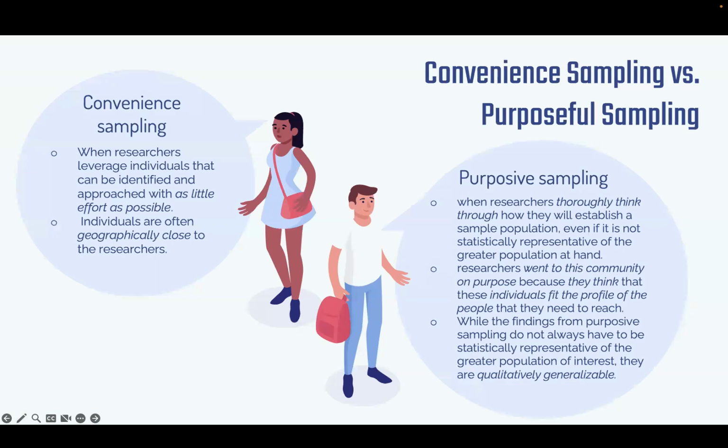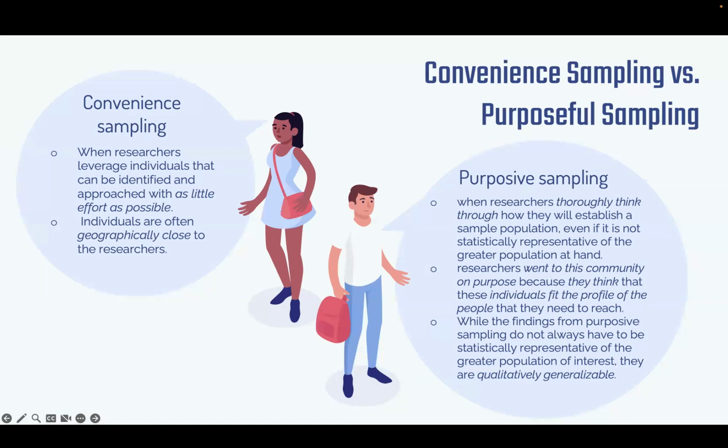Convenience sampling is like picking teammates for a quick game of basketball at the nearest court. You don't scout for the best player across town. You simply work with those readily available. So researchers use convenience samples to select individuals easy to reach, often located close to them, which simplifies the process but may limit the diversity and representativeness of the sample.